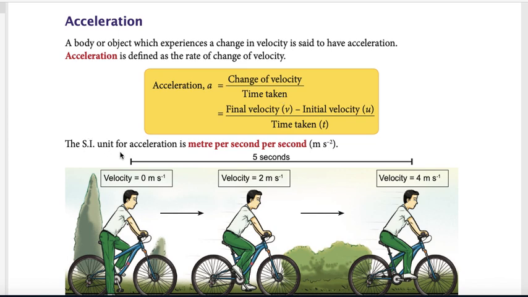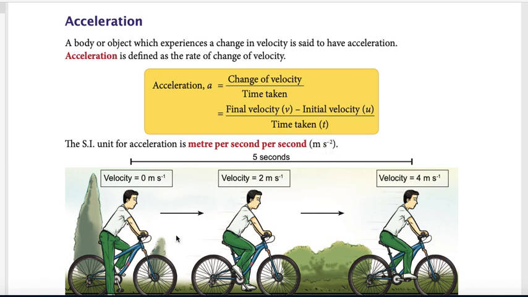The SI unit for acceleration is meter per second per second. It is written as m s negative 2. The SI unit for velocity is meter per second only, m s negative 1. So please take note, students. Velocity is meter per second. Acceleration unit is meter per second per second.